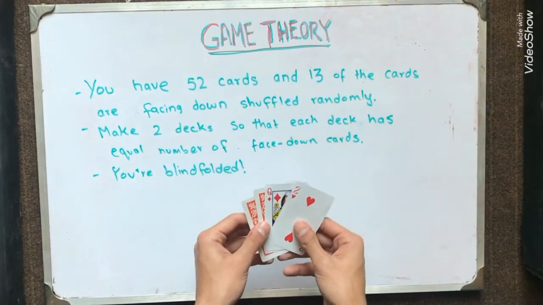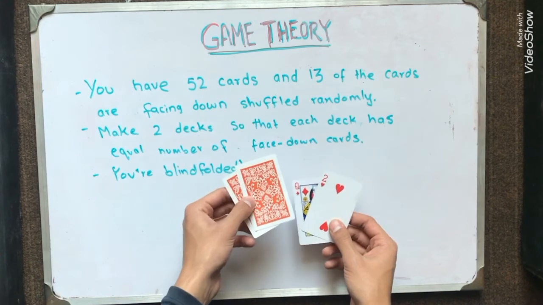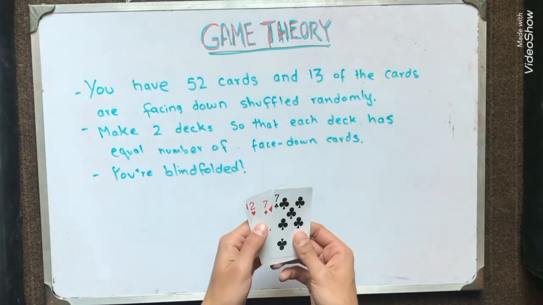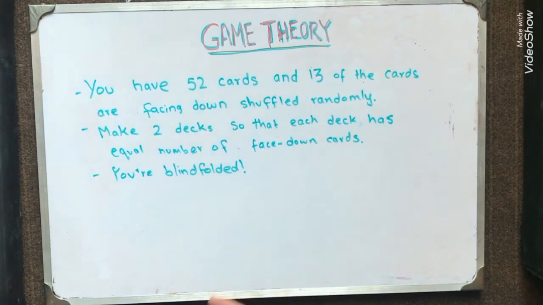I have a few cards here, and these are the cards that are facing up, and these are the cards that are facing down. If you flip these cards, all of them are facing up, and if you flip all of these like this, then they're all facing down. So you can use these kinds of tactics or whatever you want, but you've got to make 2 decks that have an equal number of face down cards. So you can pause the video and try to solve this problem.